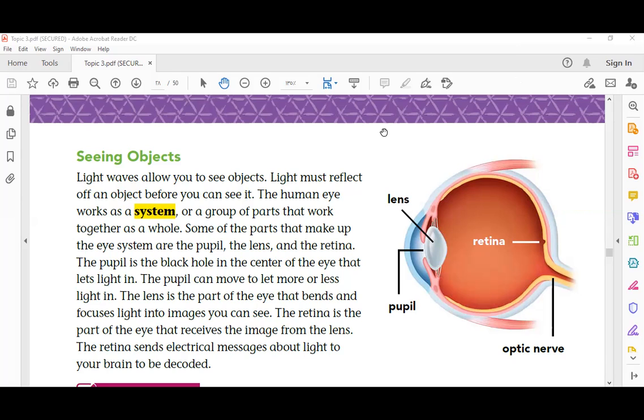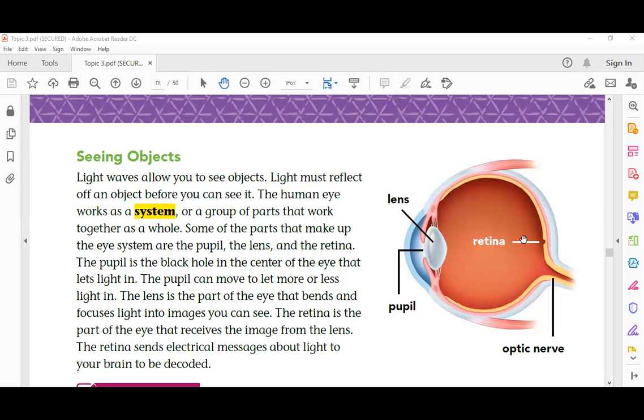Okay. Then after the light enters your eyes through the pupil, the lens focuses this light and sends it to the retina. The retina receives this image and changes it to an electrical message and sends it to your brain by the optic nerve, and your brain interprets this message and tells you what you are seeing.